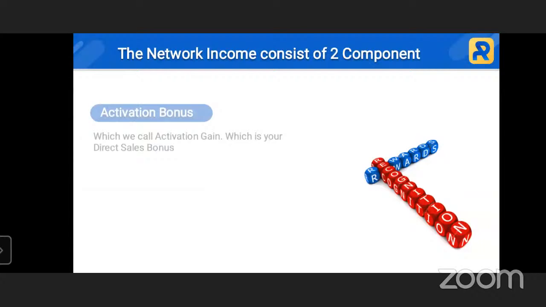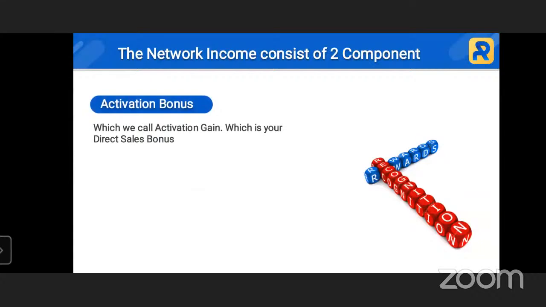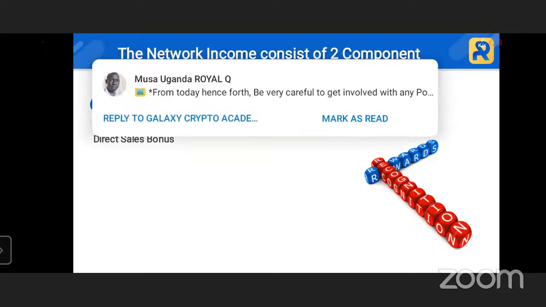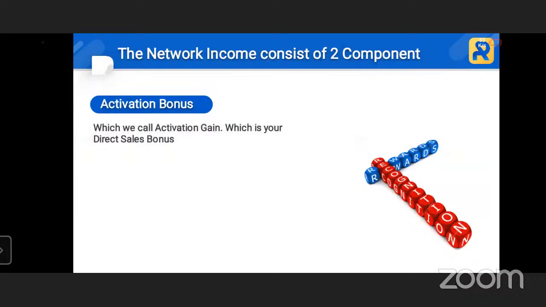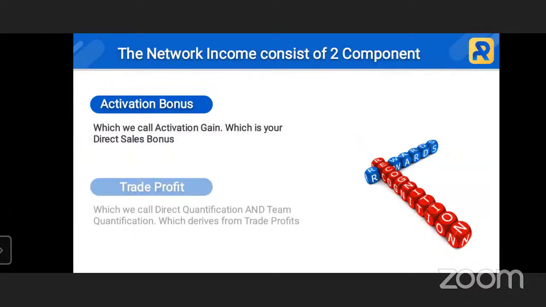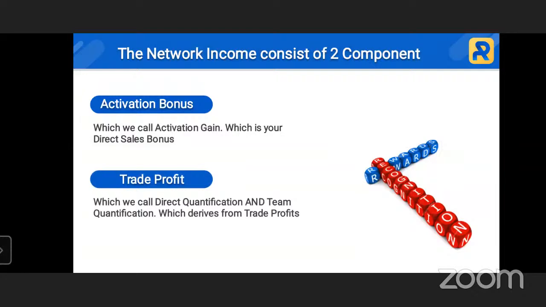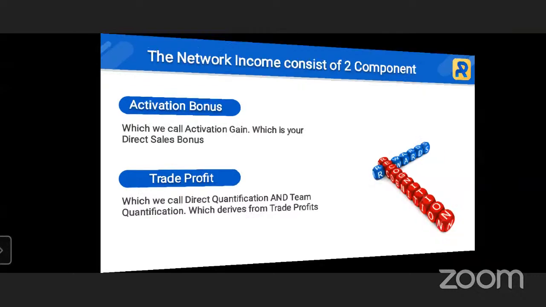And the Royalq compensation plan, sorry for that, has two components. One is what we call the activation bonus, and two is what we call the trade profit. So we have what we call direct quantification. I will break this down. Now let me start with activation.